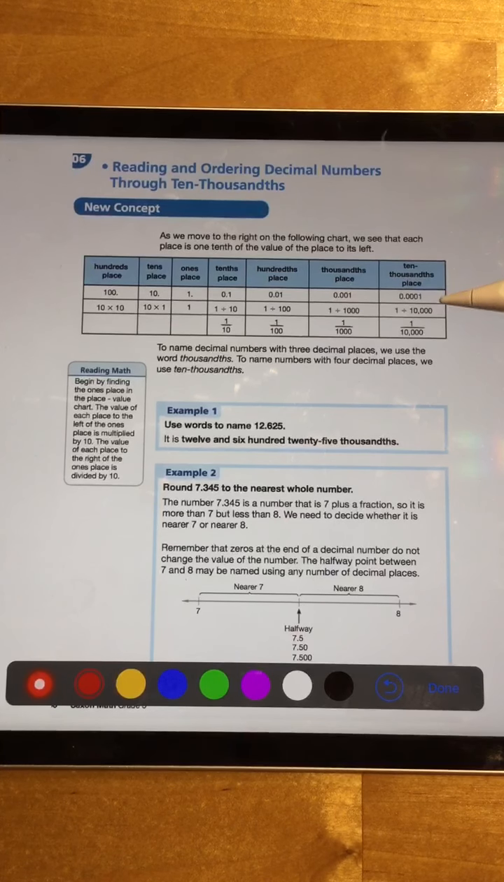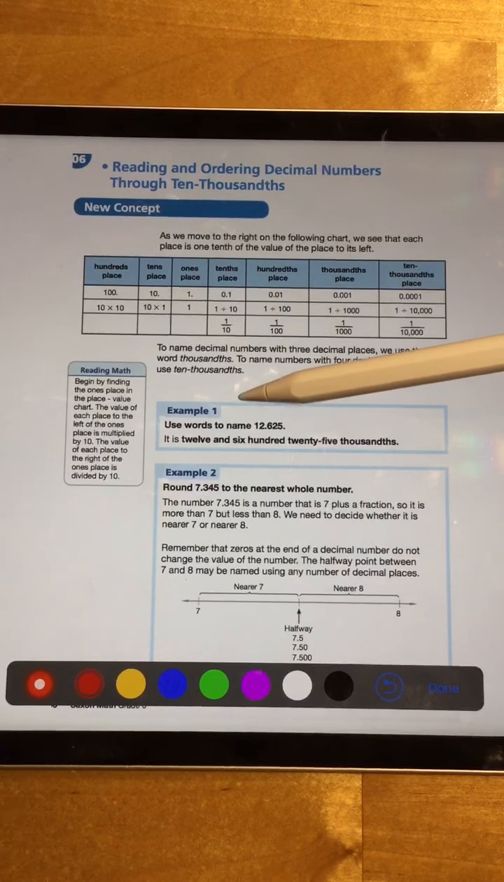We have the 10,000ths place. We see that the number 1 is in the 10,000ths place. 1 divided by 10,000, 1/10,000ths. So when you go out 3 decimal places, you are in the thousandths. When you go out 4, you are in the 10,000ths.